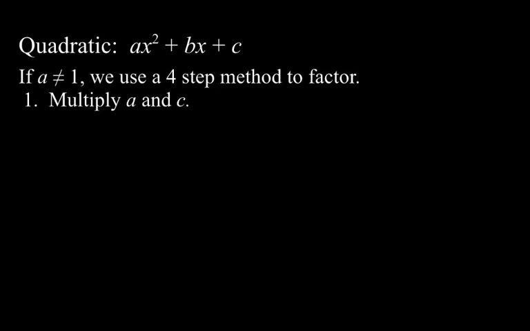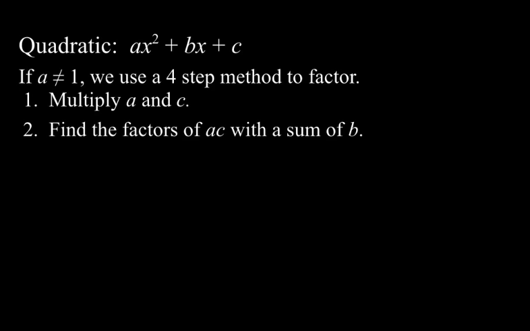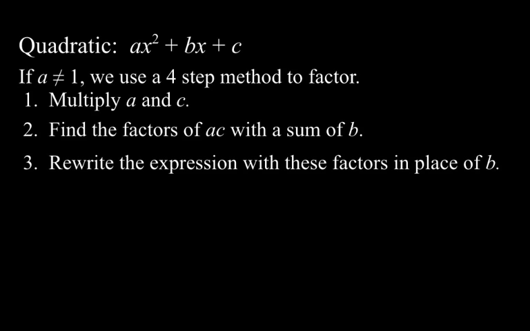We're going to multiply the a value times the c value. So notice that's the first coefficient times the last coefficient. Then I'm going to go through all these steps in our examples, but we're going to find the factors of a times c that add up to be the b value. Then we're going to rewrite our expression, and replace the b in our original expression with these two factors that we come up with. And notice when we do that, and you'll see this in the examples, now we're going to have 4 terms, and so then we're going to be able to factor by grouping.